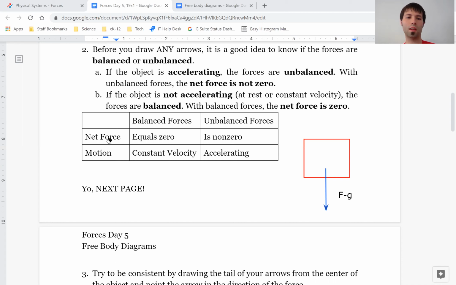forces are balanced, the net force is equal to 0, and the motion is constant velocity. I'll come back to that. And in unbalanced forces, the net force is non-zero, so there's a net force going down on this box and it is accelerating. So net force is non-zero, motion is accelerating. In this case, it is accelerating down. So I'm going to come back to this chart later on.